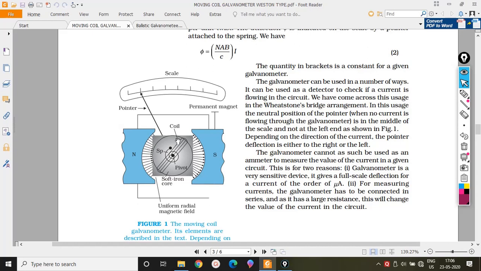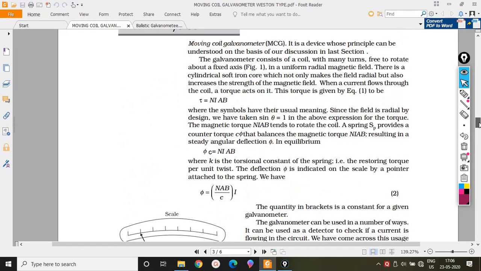So this is the way we make a galvanometer. Let me show you the expression also. As I told you, your torque will be NIAB, which we already have found out, and this is the expression. Phi is the deflection produced, and C is your torsional constant. Here it is a mistake.